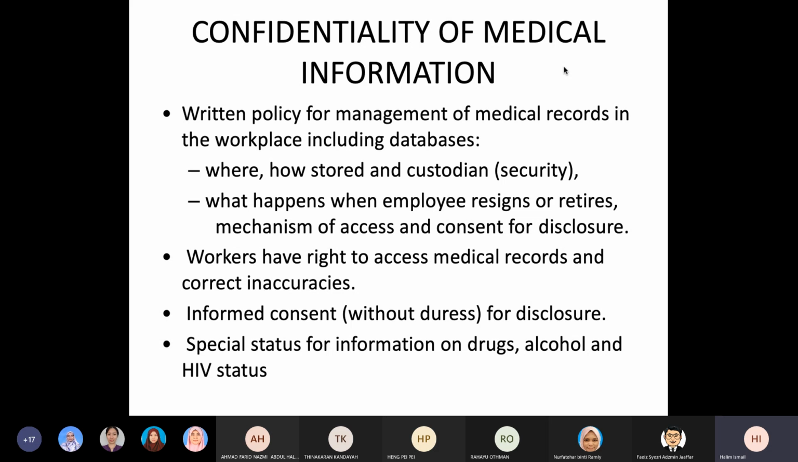Special status for information on drugs, alcohol, and HIV status. Because all these are quite important because of the stigma related to it. So all this information needs to be tracked very carefully.